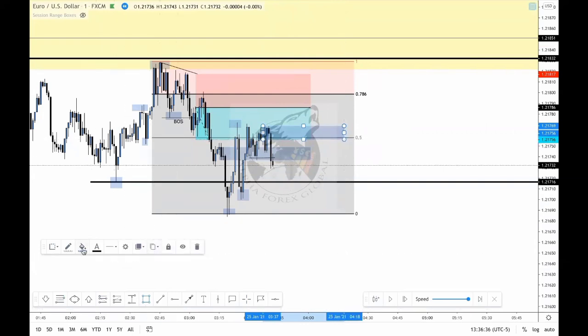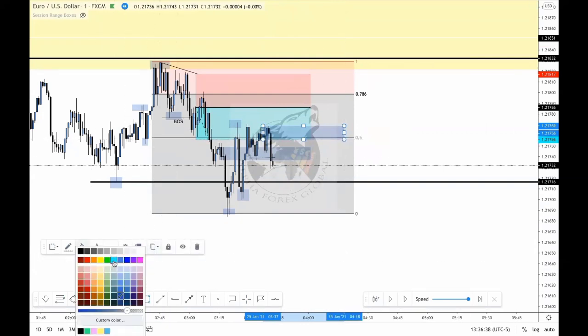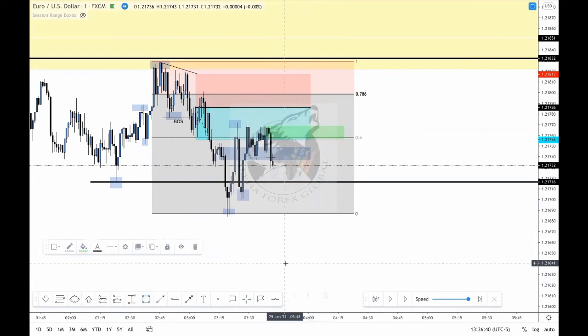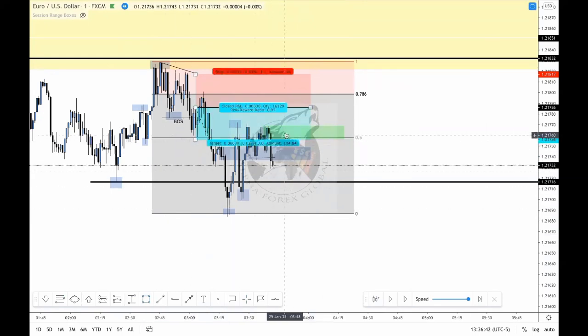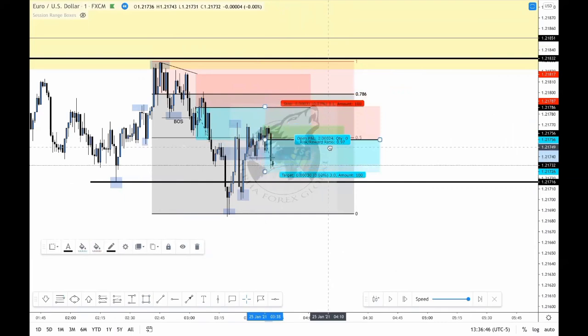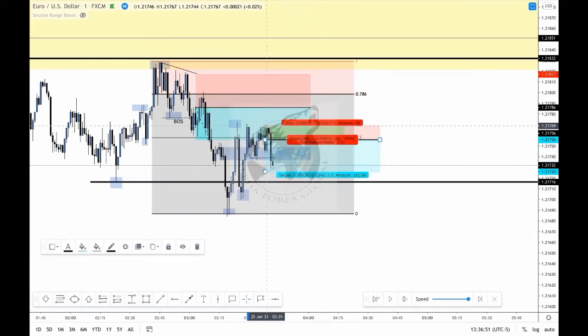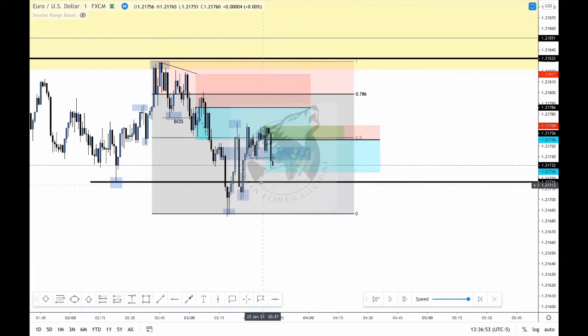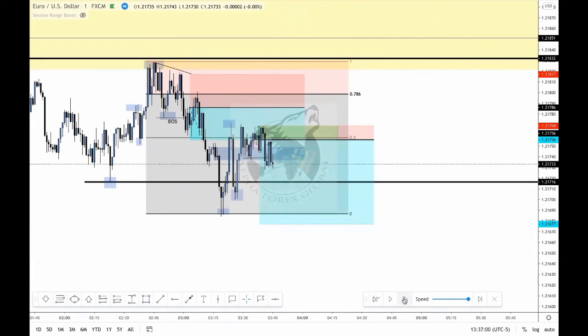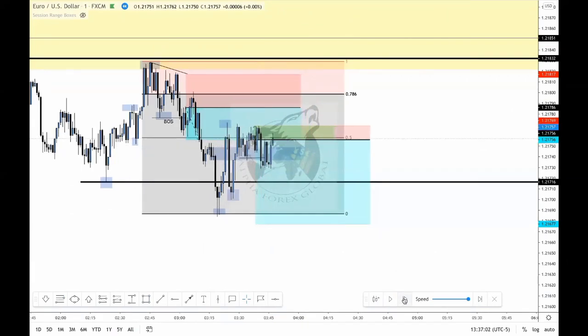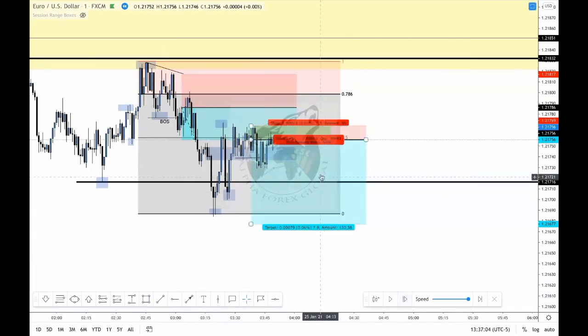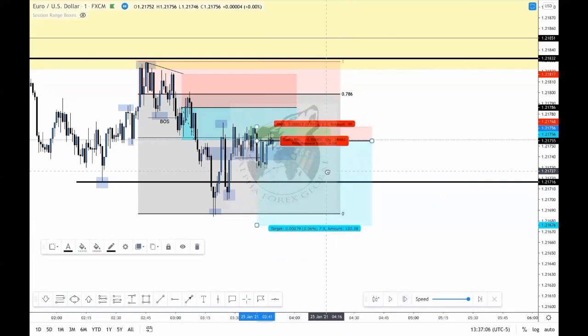Let's change the color of this to maybe green. Okay, so here is our next entry point right here. Boom, stop loss above, 1.3 pips, right? Let's play this. Market tapped in. Move this over a little bit.